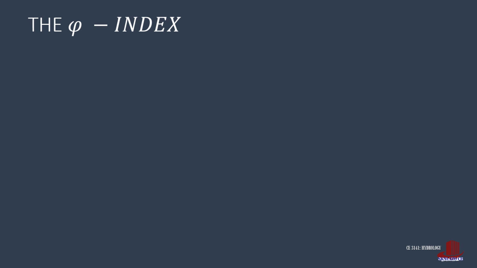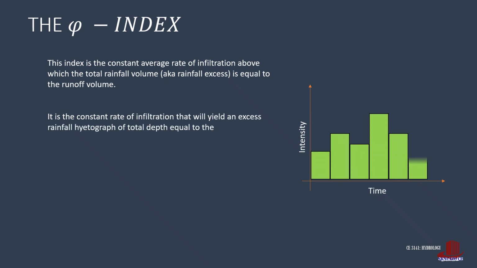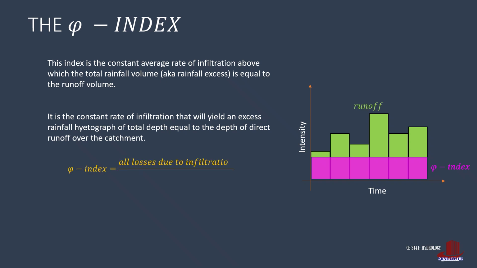Let's delve into the phi index deeper. This index computes for the infiltration rate from the rainfall excess, which is taken as equal to the runoff volume. This method uses the hyetograph of the excess rainfall. So to place the description into a mathematical sentence, we can say that phi index is the ratio of all losses due to infiltration and the duration of the rainfall. From the graph, we take the phi index as the pink area over the duration of the rainfall.